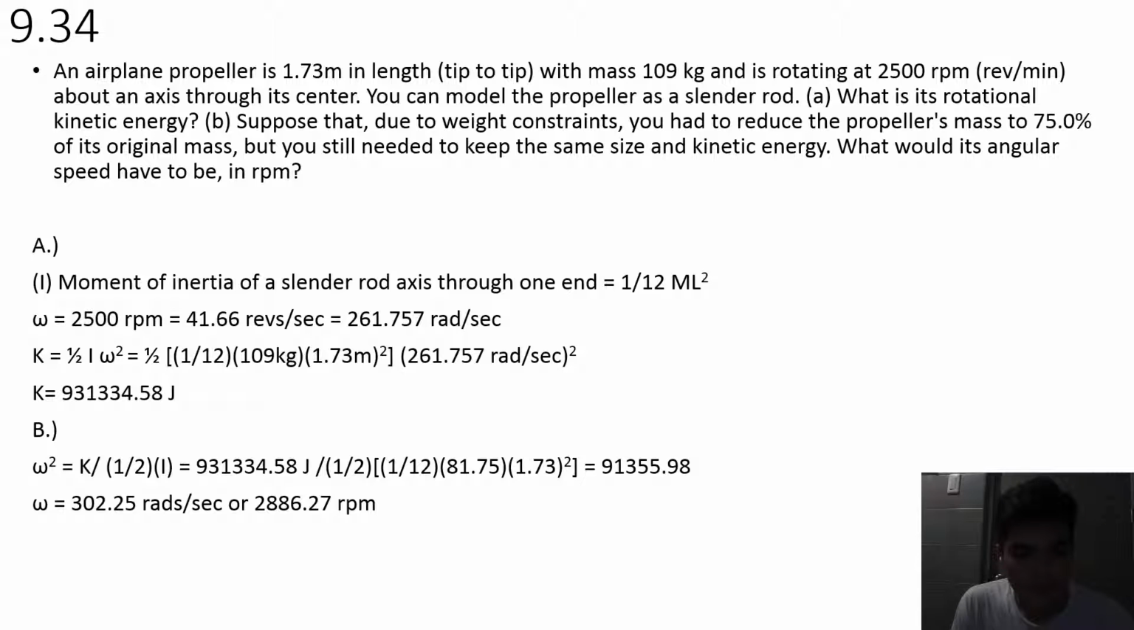So the formula for rotational kinetic energy is 1/2 times moment of inertia times angular velocity squared. The moment of inertia of a slender rod with axis through one end is 1/12 mass times length squared. Plugging this into the formula and then plugging in the values will give us a rotational kinetic energy of 931,334.58 joules.